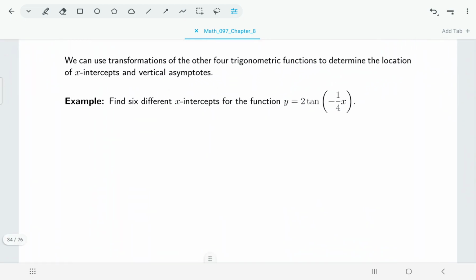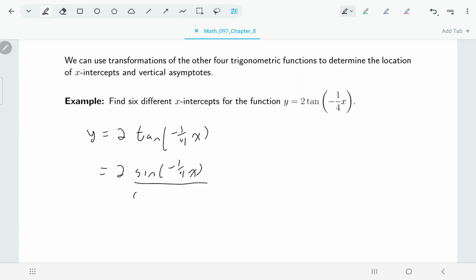Okay, so now I'm going to use what I know about my sine and my cosine function to figure things out. I want to know 6 different x-intercepts for this function, 2 tangent negative 1 over 4x. And so the one thing that I know is that if I'm thinking about y equals 2 tangent of negative 1/4 x, that tangent is the same thing as sine of negative 1/4 x divided by cosine of negative 1/4 x. And if I'm thinking about finding x-intercepts for this function, I know that tangent is going to have an x-intercept whenever the numerator is equal to 0. So in other words, I need to find my x-intercepts for sine of 1/4 x.